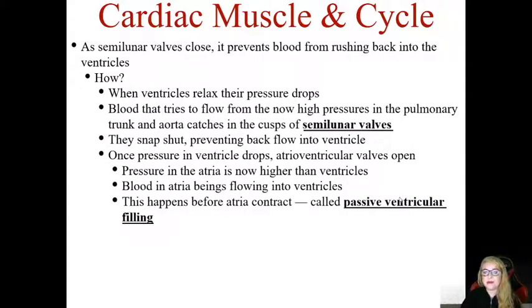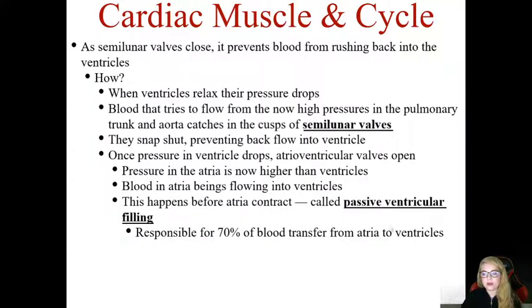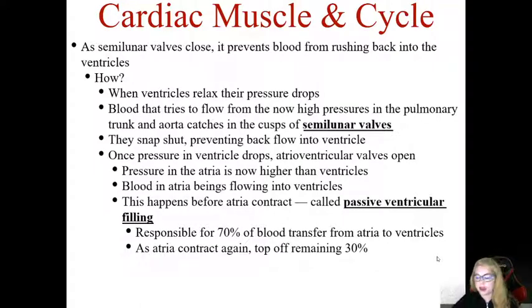This happens before the atria contract, and this is called passive ventricular filling. And it's responsible for roughly 70% of blood transfer from the atria into the ventricles. Again, the atria contract, and they top off the last roughly 30% of the blood.